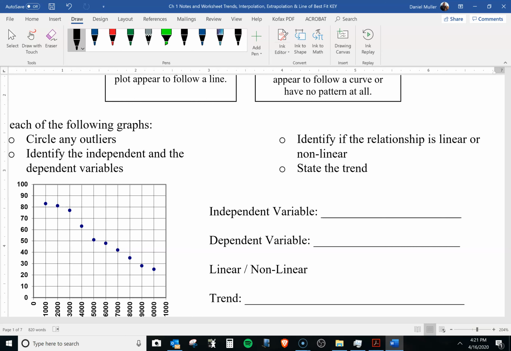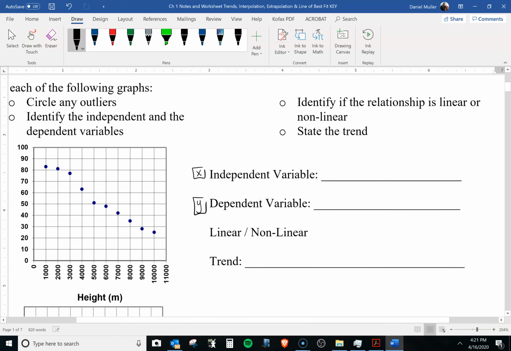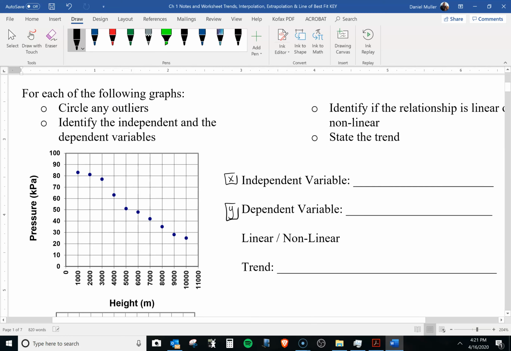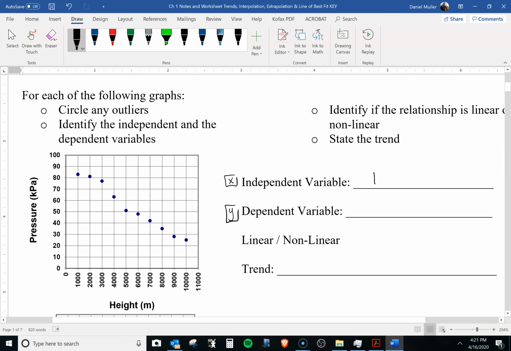The independent variable, you're going to have to remember, is your x-axis, and the dependent is going to be your y. So in this case, the independent variable is, I'm assuming, height. Yeah, so this graph goes like this. So the independent is going to be our height, and then our dependent is our pressure. Oh, height we should do in meters. And then here is our pressure, and that's in kPa.